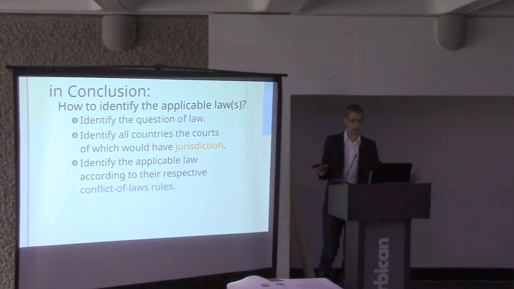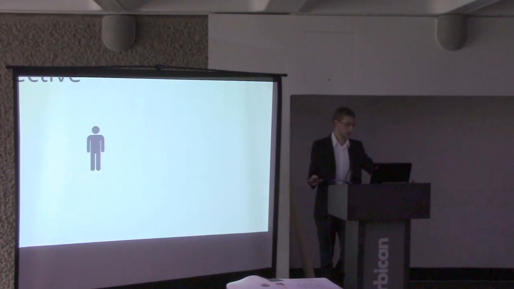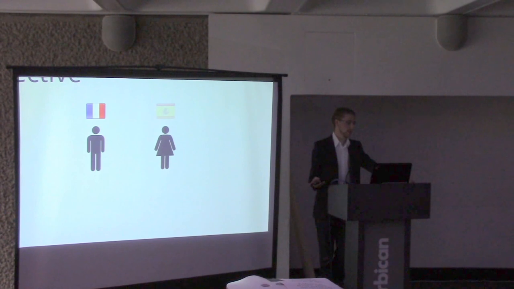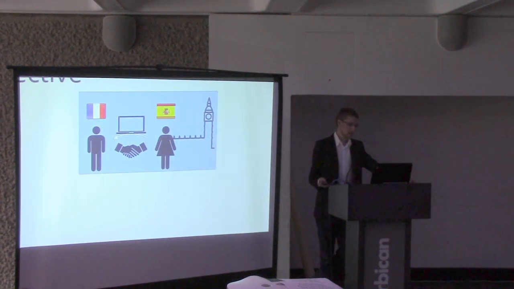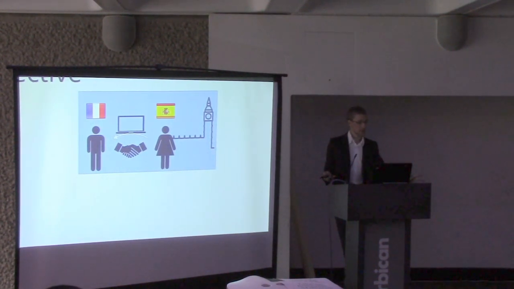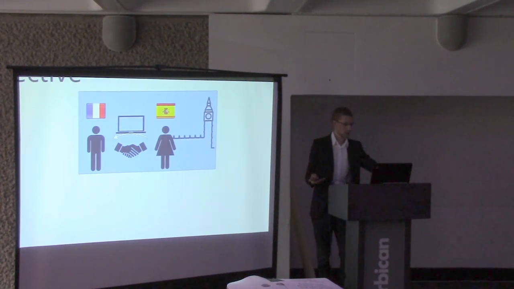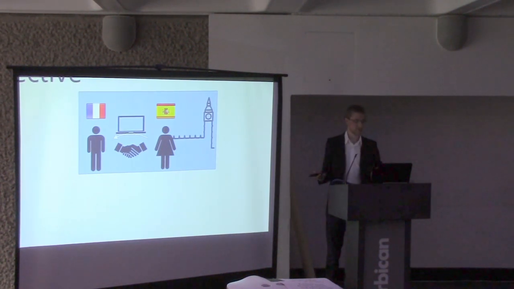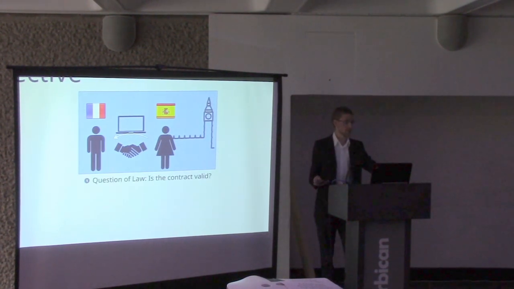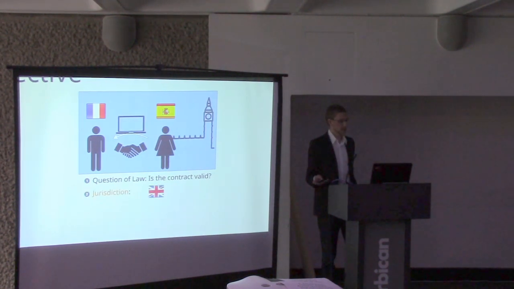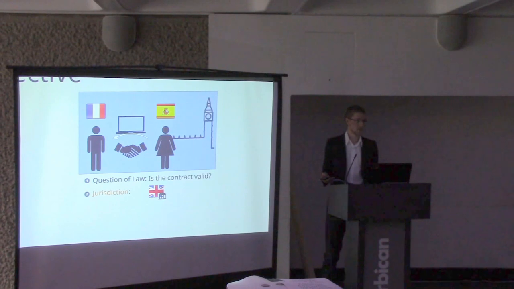Maybe I will illustrate this with a second example very quickly. If a French Wikipedian buys a notebook from a Spanish Wikipedian at Wikimania in London, then we have to take the same three steps if we want to know, for example, if the contract is valid. So first, the question of law: is the contract valid? The courts of England and Wales would have jurisdiction because this is the place of performance of the contract.